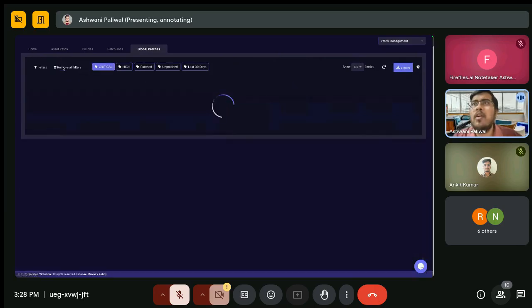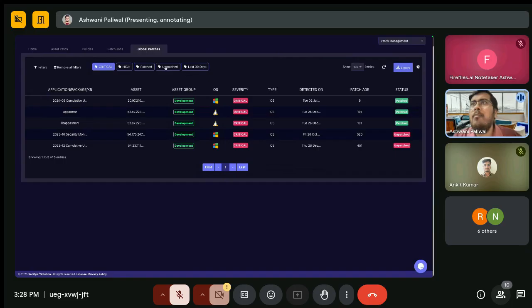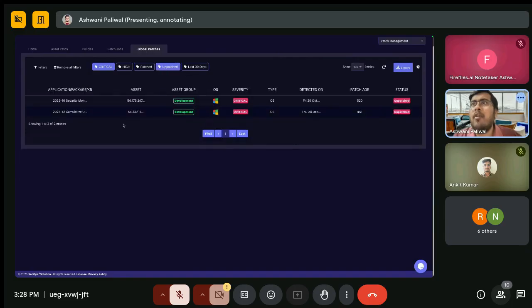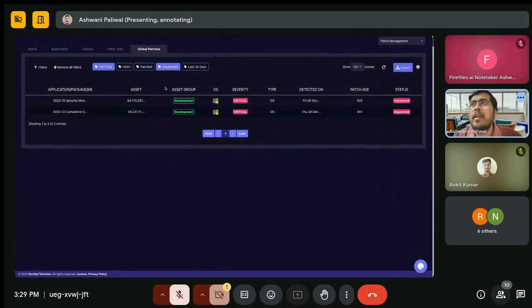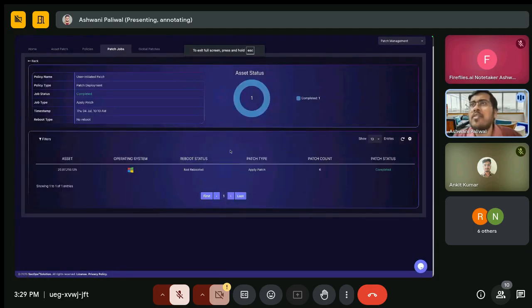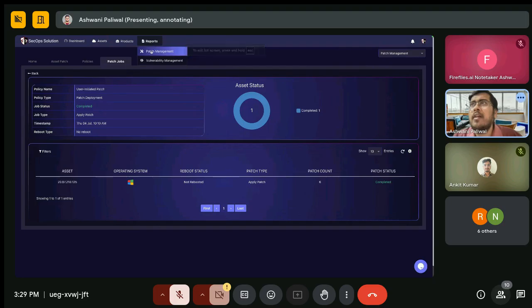So let's say I just want critical unpatched, I want to know all critical unpatched patches in my environment. So I get a list of all of them here. If I want, I can export this data. And if I want, I can also get other details here from the reporting section of the platform. So we have a separate reporting section here in the patch management.